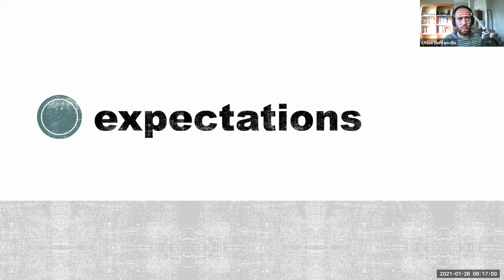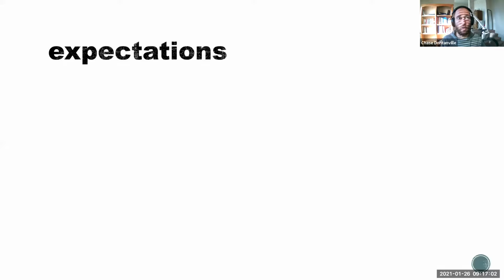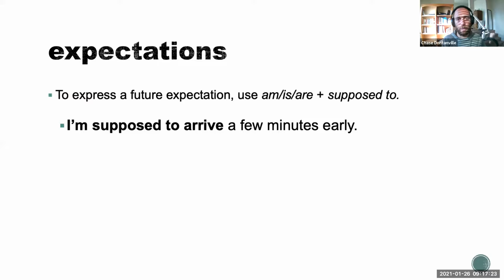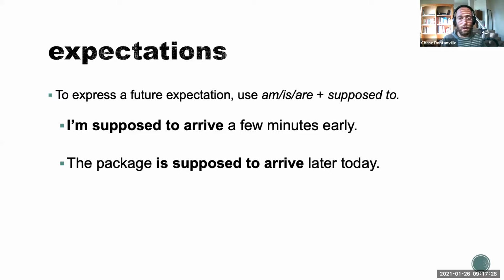Now, expectations. Expectations is what we expect in the future, what we think or hope will happen. So to express a future expectation, use am, is, are or be plus supposed to and the verb. For example, I'm supposed to arrive a few minutes early. That's the expectation. The package is supposed to arrive later today. Okay, so I checked the tracking and it's going to arrive today. It's supposed to. I expect this. I hope for this.